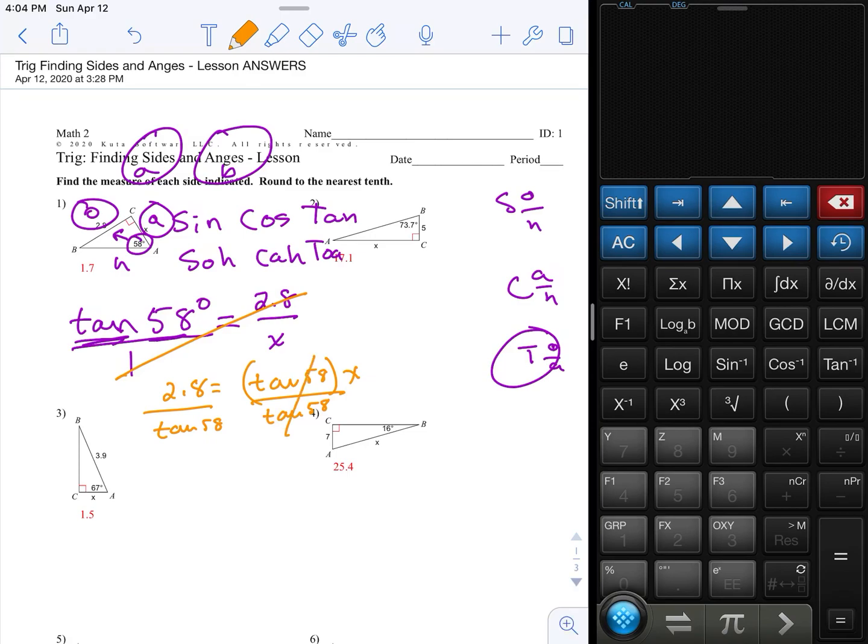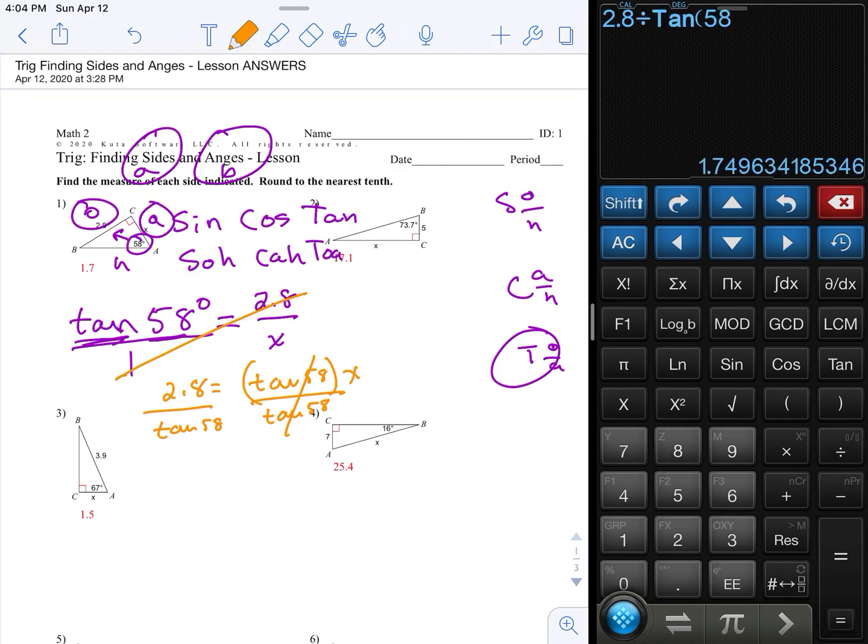Use your calculator. Again, guys, don't use a phone calculator. It's terrible. 2.8 divided by tangent 58. Get a calculator that has a screen, so I get to look at what's on my screen, 2.8 divided by tangent 58. The iPhone calculator doesn't do that. Just round to 1 decimal, 1.7. The answers are already on here.